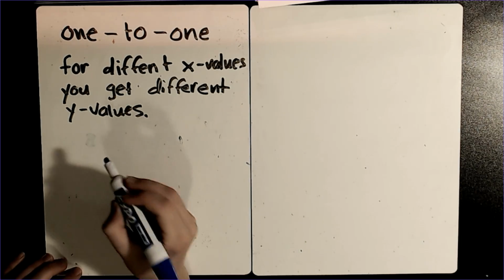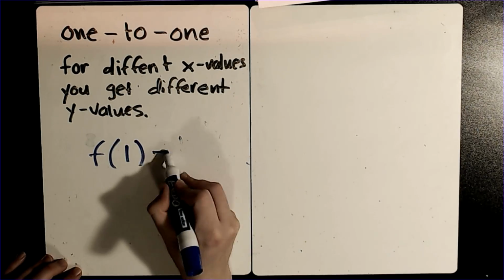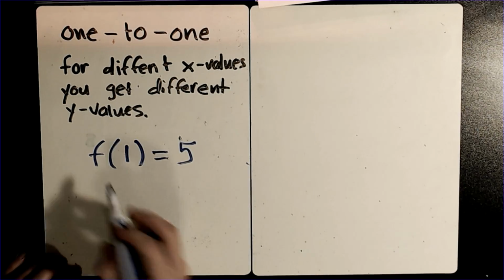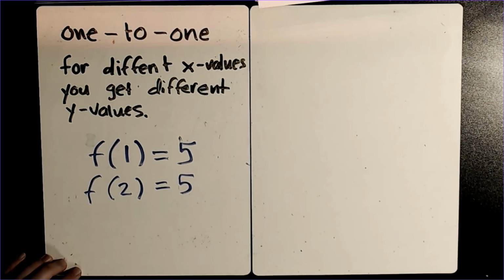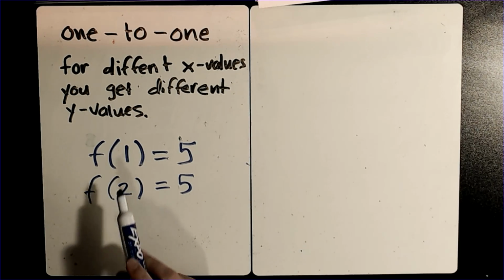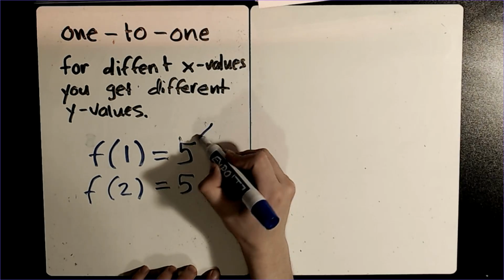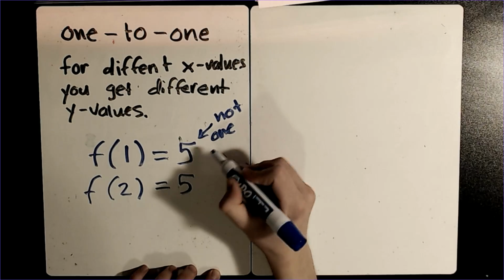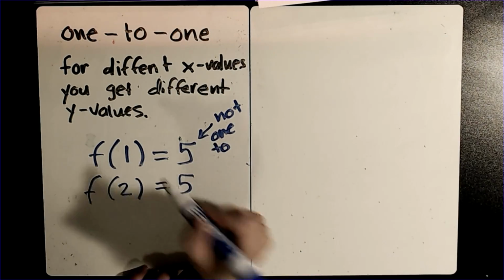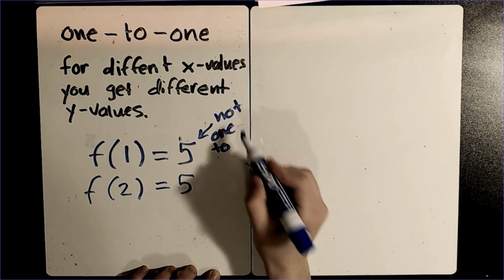So if you had a function, let's say when we plug in 1, we get 5, okay? And let's say if I plug in 2, I also get 5, okay? Now, a function can do this, that's okay. It's just this would not be one-to-one. Not one-to-one. Because you have two different x values going to the same y value. Okay?